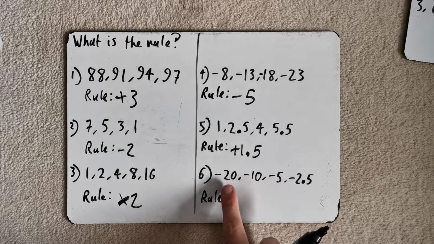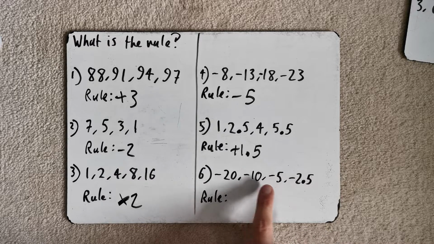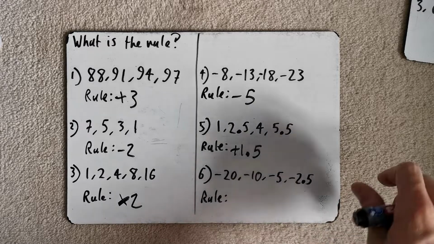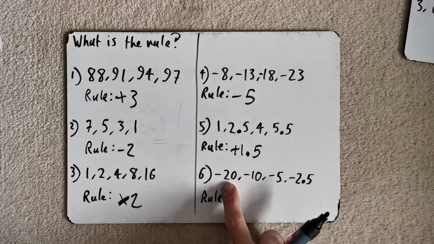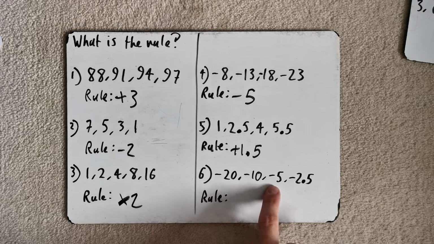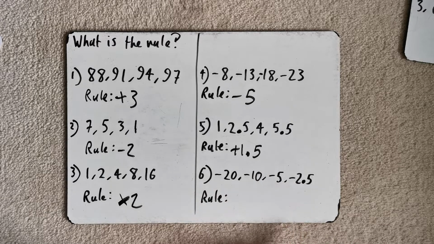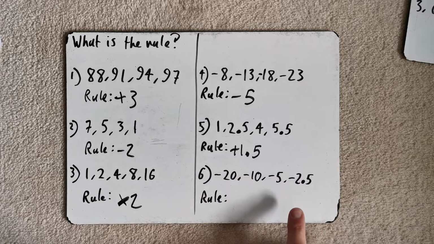This one, negatives again. What's happening though? Minus 20, minus 10, minus 5, minus 2.5. That's weird, isn't it? What's happening? It's gone up by 10, then up by 5, then up by 2.5. So it's not going to be an adding sequence, it's not going to be a taking away sequence, because what you're going up by changes each time.